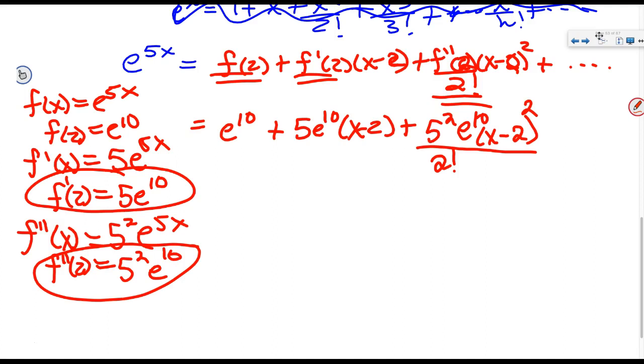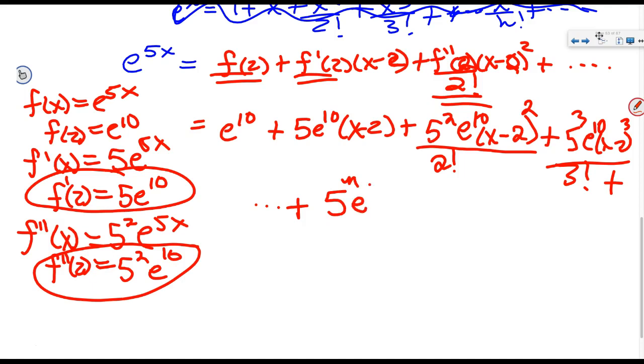I've got 2 things left, and I have to write them correctly. I need the fourth non-zero term. I need the ellipsis, general term, ellipsis. Okay, so write the fourth one for me, or fourth general term, third degree. Notice they're different. So we'd have 5 cubed e to the 10th, x minus 2 to the 3rd over 3 factorial plus. Now I go ellipsis plus. General term. What is my general term? In terms of n, it is 5 to the what?